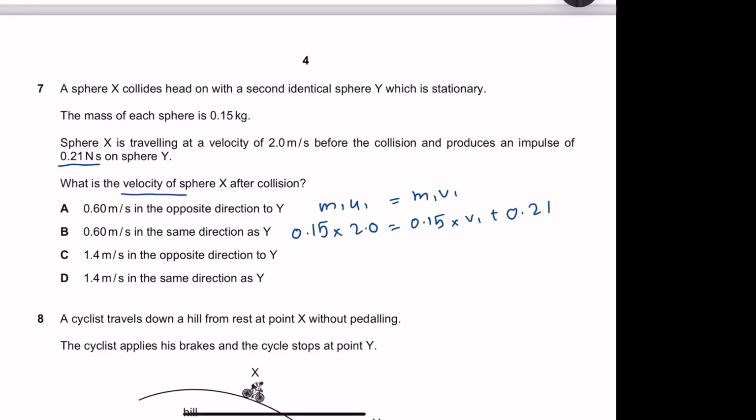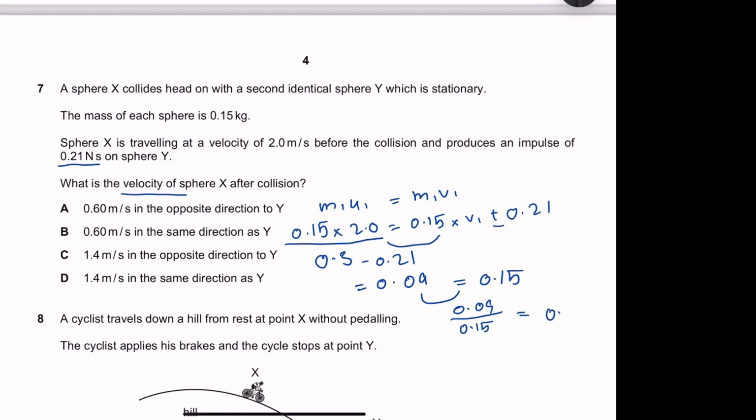When you solve this, you will get 0.3, and 0.21 is adding here. So when it goes to this side, it will minus. So minus 2.01. Your answer will be 0.09 equals 0.15, and since it's multiplying here, it will divide. So it'll be 0.09 divided by 0.15. So your answer will be 0.6.